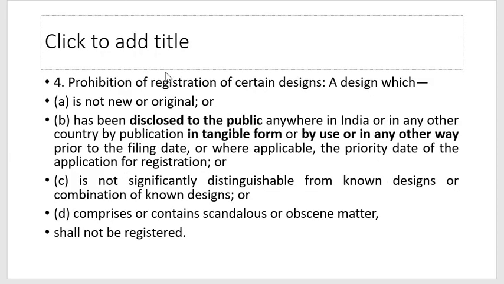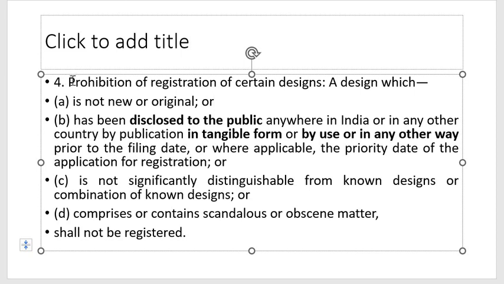Now going to the next slide. Section 4, prohibition of registration of certain designs. It says that a design which is not new or original will not get protection and shall not be registered. Then, if it is disclosed to the public in tangible form by use or any other way prior to the filing date, it will not get registered. Filing date means when you apply for registration of this design.